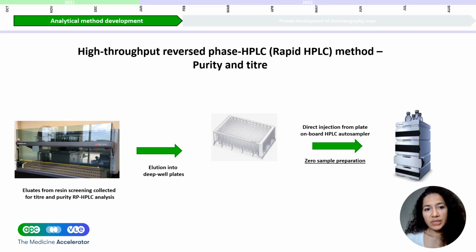First, we developed a high-throughput reversed phase HPLC method to assess the purity and titer of eluate samples from the resin screening. The eluates were collected into a 96 well plate, and the samples were directly injected for HPLC analysis, with no need for a sample preparation.